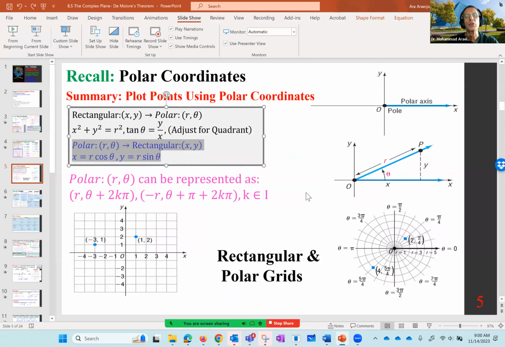So to plot a point in polar form, we have the polar axis, which is the positive side of the x-axis, and the origin, which is called the pole. You start with the angle theta first, and then you go r tick marks. That's how you do that. For example, here is (2, pi over 4). So first you locate the line theta equals pi over 4, and you go with 2 tick marks.